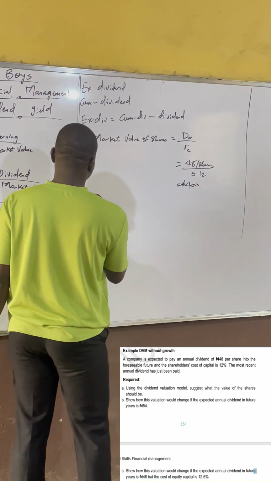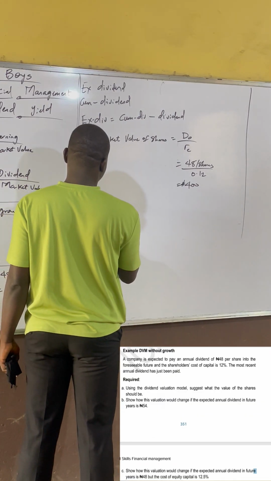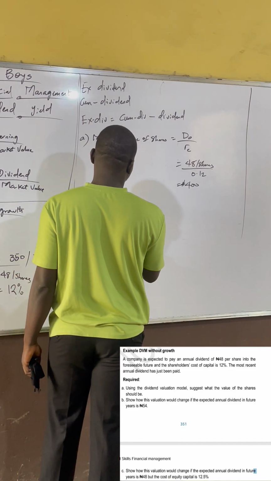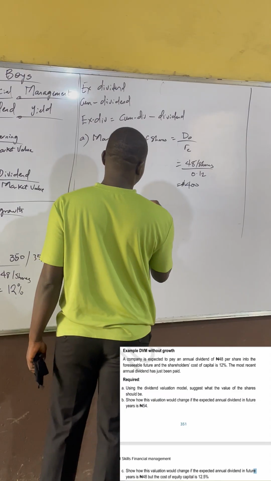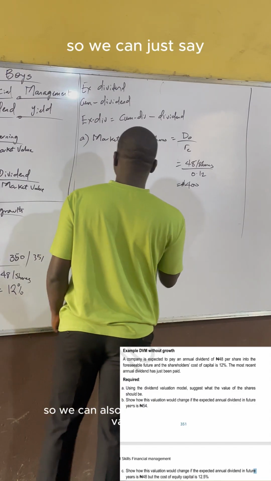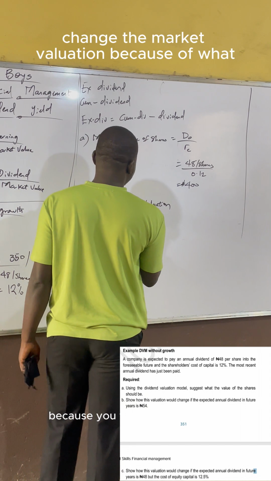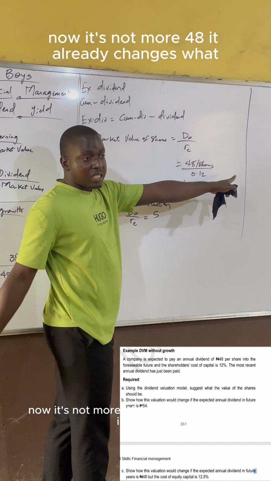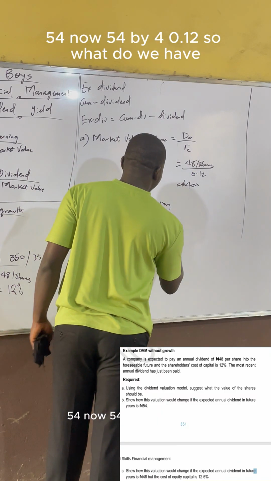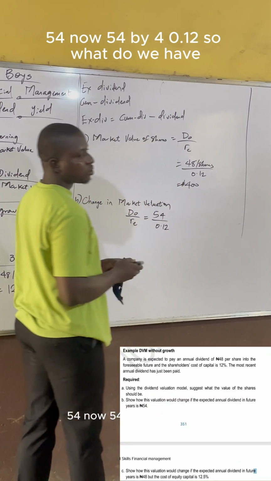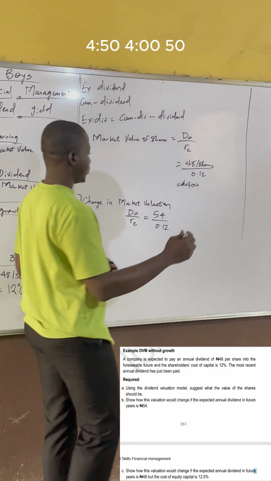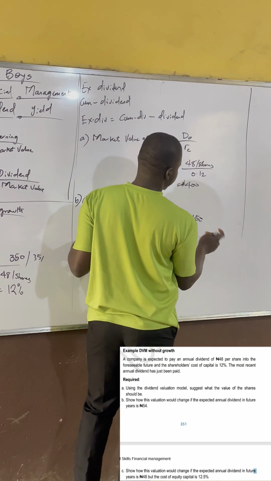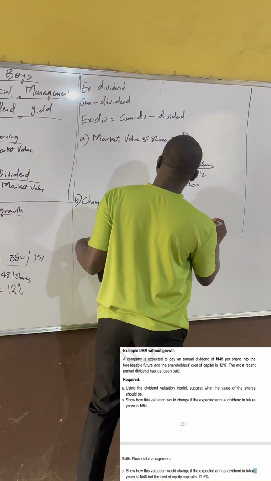So now we can just say the changed market valuation equals D0 over Re. Now it's no more 48, it has changed to 54. 54 over 0.12. So what do we have? 450. So now, 450 naira per share.